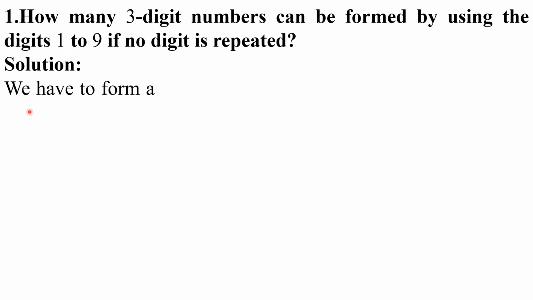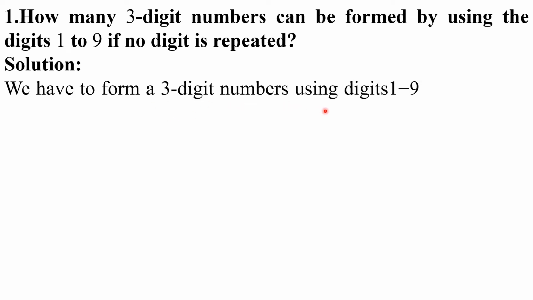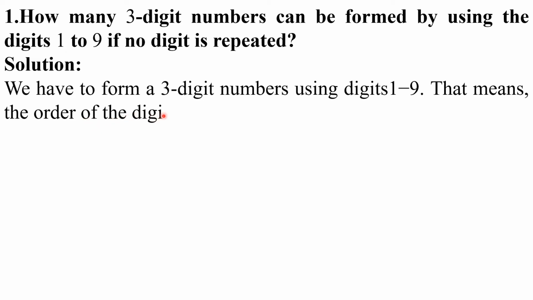What is to be done here? We have to form a 3-digit number using the digits from 1 to 9. That means the order of the digits also matters. It is also important. Okay. Here we are going to form a 3-digit number using the digits from 1 to 9.